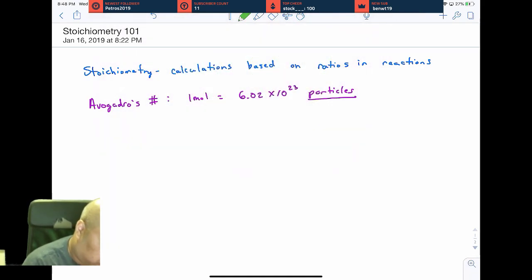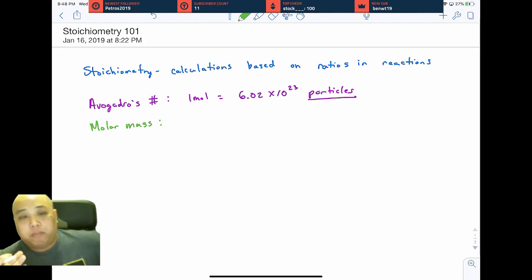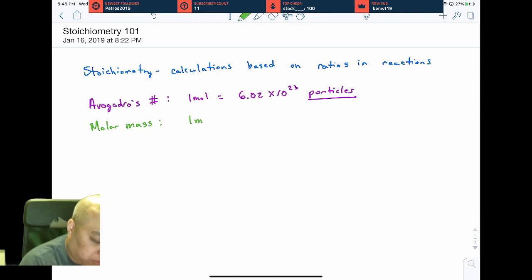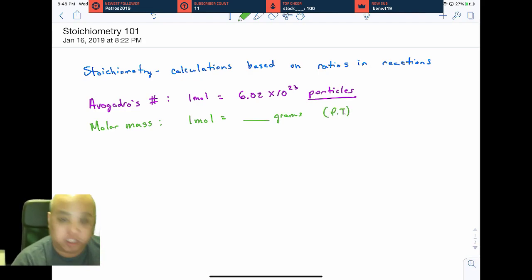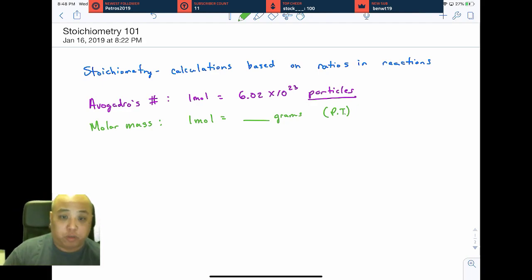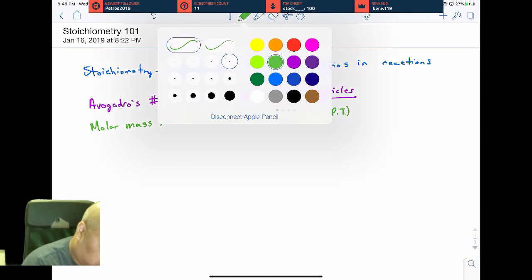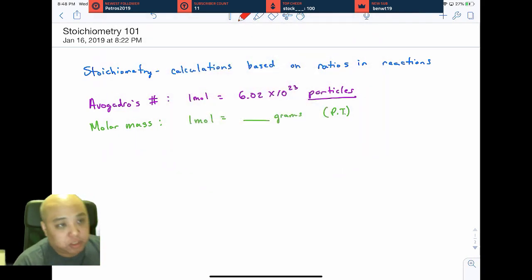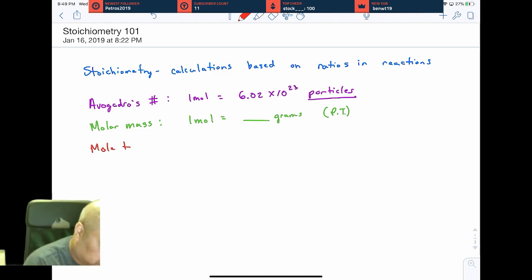The second thing you want to focus on is the concept of molar mass. Okay, so molar mass is the concept that 1 mole of any substance is equivalent to a certain number of grams. And you get that from the periodic table. And so you're using the periodic table to calculate the molar mass. So that's another conversion that you're going to focus on. Okay, you're also going to focus on the concept of, let's see, I'll save molar volume for a little bit later, but the next one is mole to mole ratio.